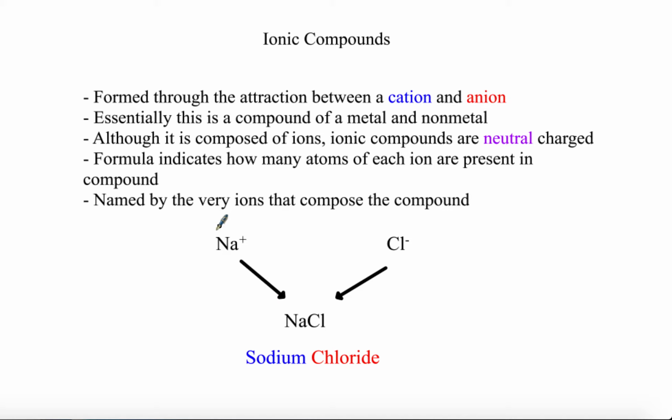So if we take a look here at the sodium and chloride example, the positive and negative attraction pulls them together. You can see here that the +1 and -1 cancel each other out, so overall a charge of 0. There are subscripts of 1 over here, indicating it just takes 1 of each of these atoms to create this. The sodium ion and the chloride ion come together to make sodium chloride. The name is really as simple as just the name of the ions that make it up.